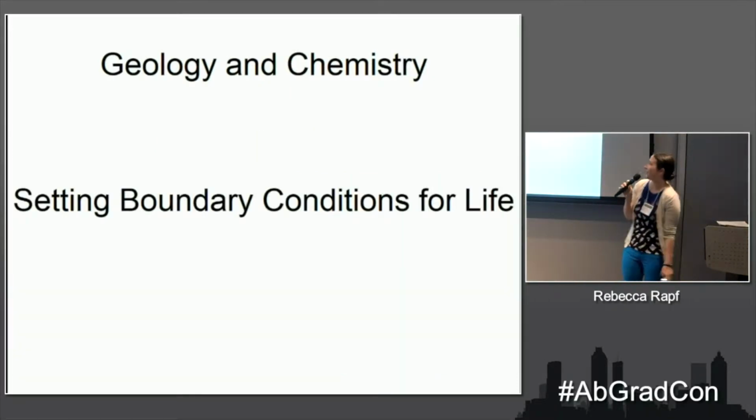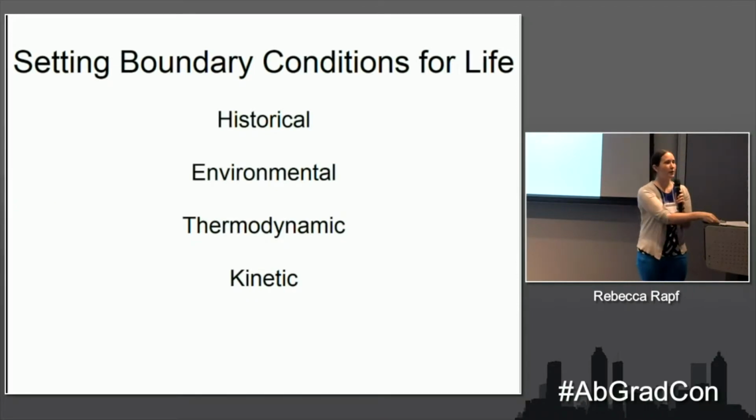So when I actually think about geology and chemistry, I think of them as setting the boundary conditions for life. So they're providing the environments and the possibilities of how things could be habitable and what is possible in sort of the parameter space of life and habitability. And I think there are multiple boundary conditions we can think about. There's historical, what was present on an early Earth, there's environmental, what is present now on a different planet, or what is present now in the Earth. And then there's also more fundamental physical boundary conditions in terms of thermodynamics and kinetics, what chemistry can occur and how can it occur.